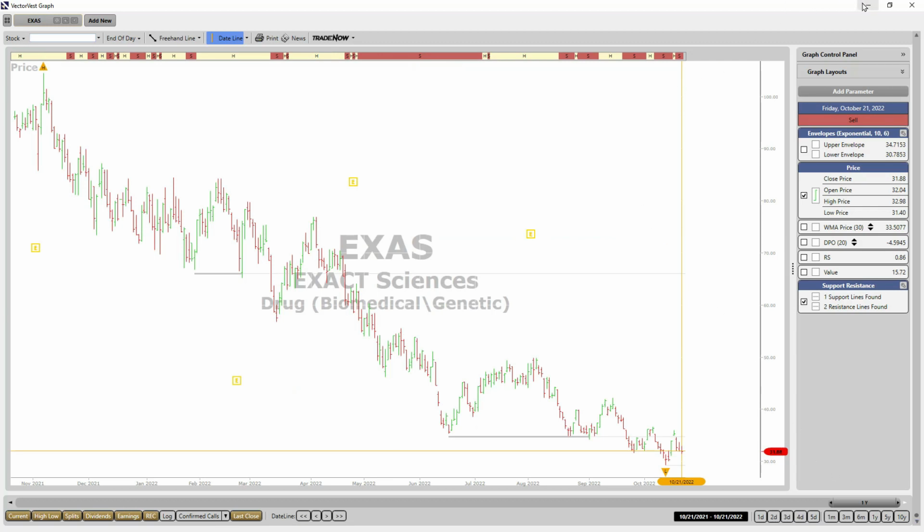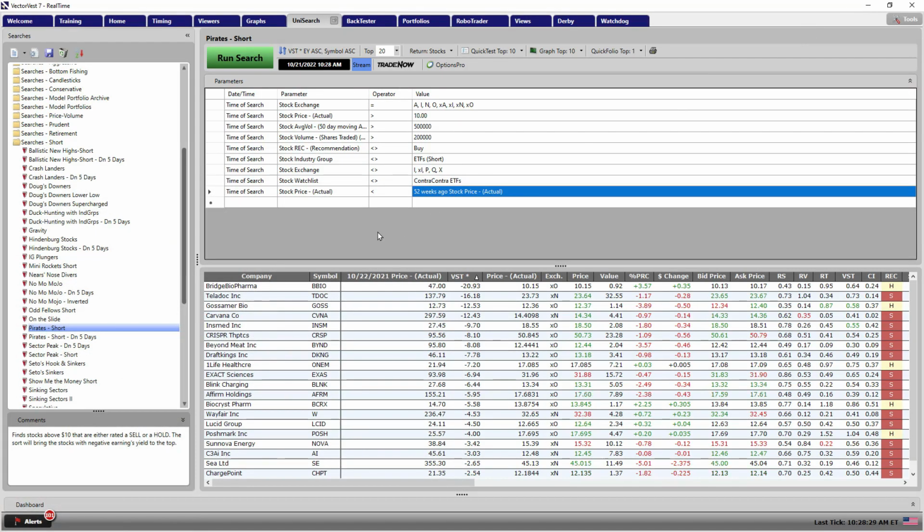So what that filter does is it allows it to really filter out some of those stocks that may not be moving in that perfect direction. That's a start. So I like to use scans from that search as short. I happen to like Pirate Short. Another one I like to use is Doug's Downers. I've had great success with IG Plungers.